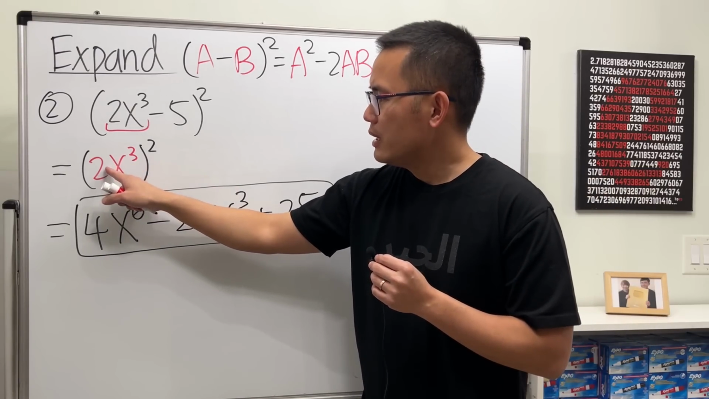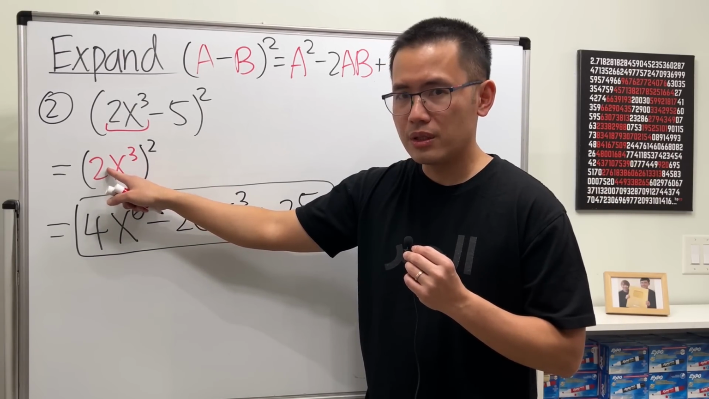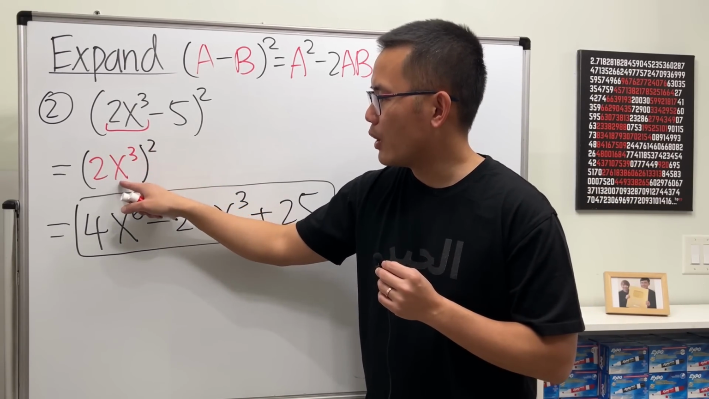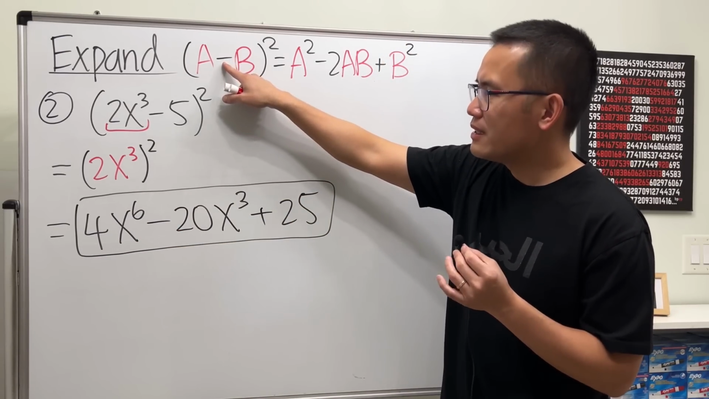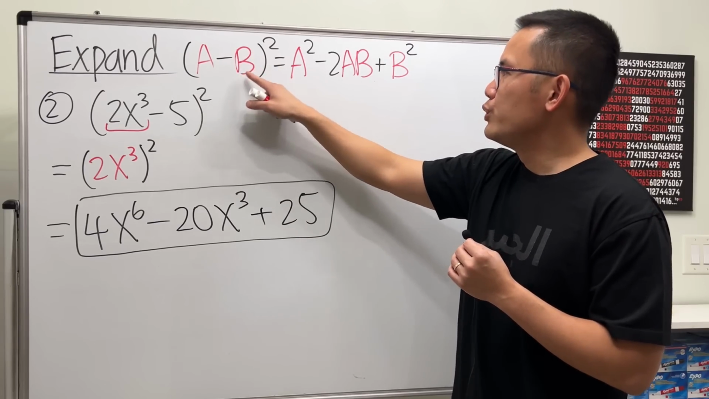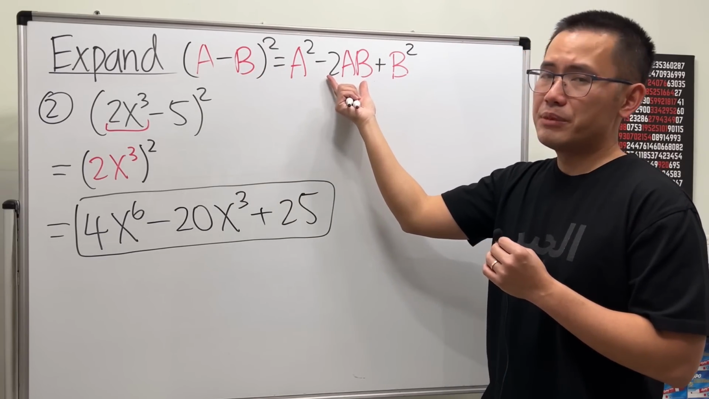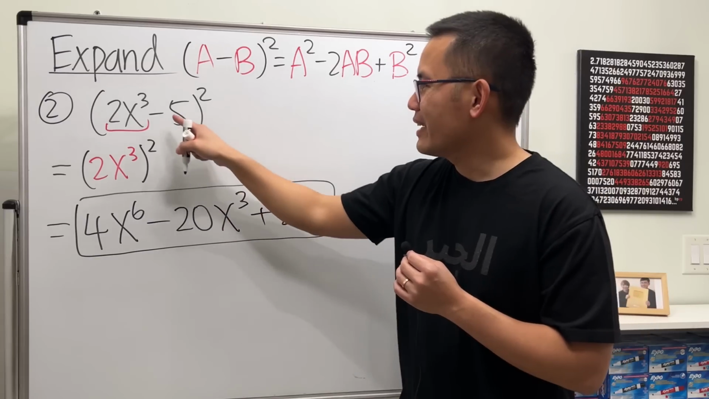Notice for this one, there's no plus, there's no minus in between. We can just distribute the power and then work it out like this. Only when we have the minus or the plus like earlier, we really have to work it out, and there is that middle term. Okay, continue.